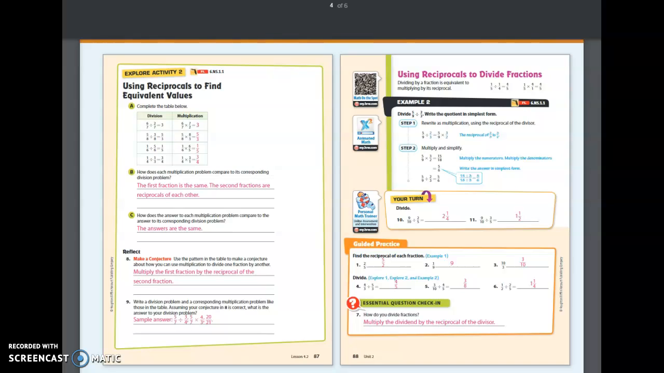And then we're doing some more practice with division, where I take 4/3, I change the sign, and I flip that fraction to become the reciprocal 3/5. I then multiply across, which should give you the answer of 12/15, and then you still need to reduce down. 3 goes into 12 4 times, 3 goes into 15 5 times, which is why you get your answer of 4/5. Same thing goes for the other problems. You can take a look at those answers. And then number 7, how do you divide fractions? You multiply the dividend by the reciprocal of the divisor. That's just an essential check-in to make sure you understand the process for how you divide fractions.